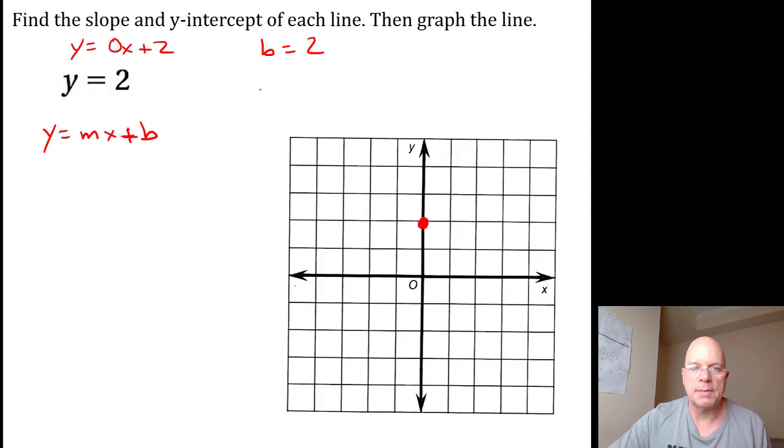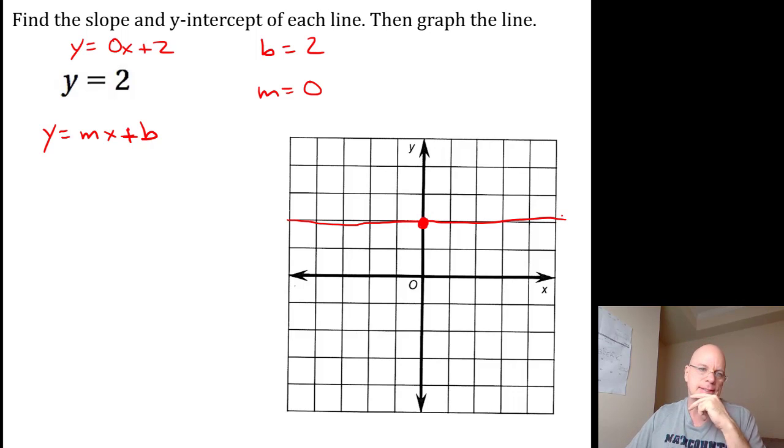And then m is 0. So a line with a slope of 0 is a horizontal line. If I could draw it better.